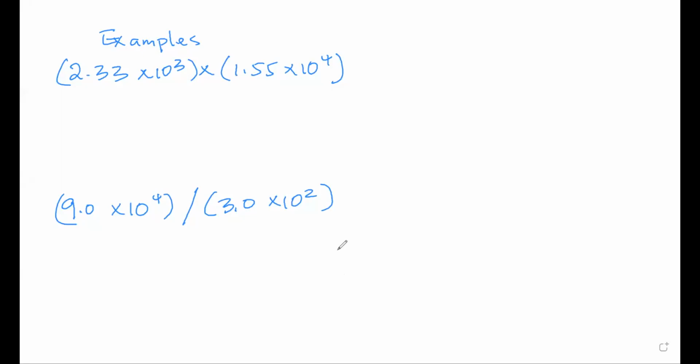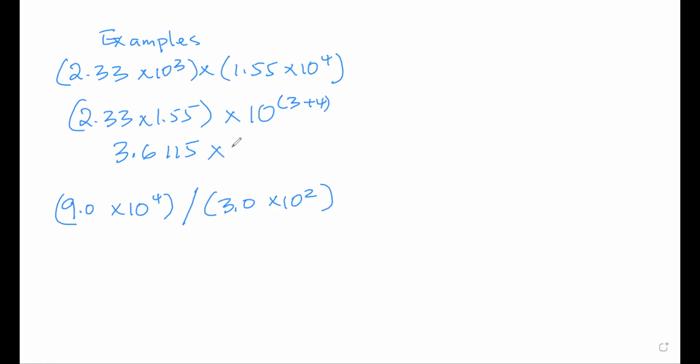So examples, remember the exponents do not have to be the same. So we multiply the coefficients 2.33 times 1.55, okay, times 10. Should we add the exponents? So that should be 3 plus 4. So if you multiply this in the calculator, we're not looking at significant figures this time, times 10 to 7. You just add the exponents, you multiply the coefficients, that's it.